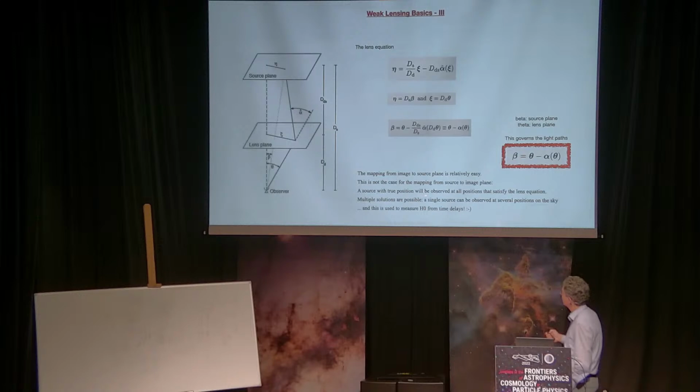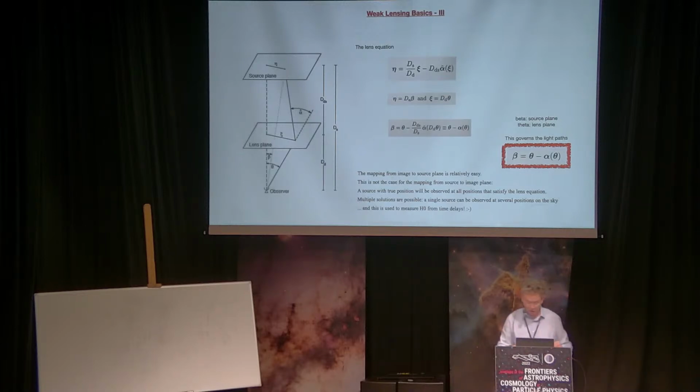A source with a true position will be observed at all positions that satisfy the lens equation. In principle, the problem is simple, right? There could be other sources nearby, there could be gas, mass distributed not in a point-like way, but in principle this is easy, and this equation will cause the Einstein rings, caustics, so multiple solutions. And so people actually use this to get H naught, as we will see later.